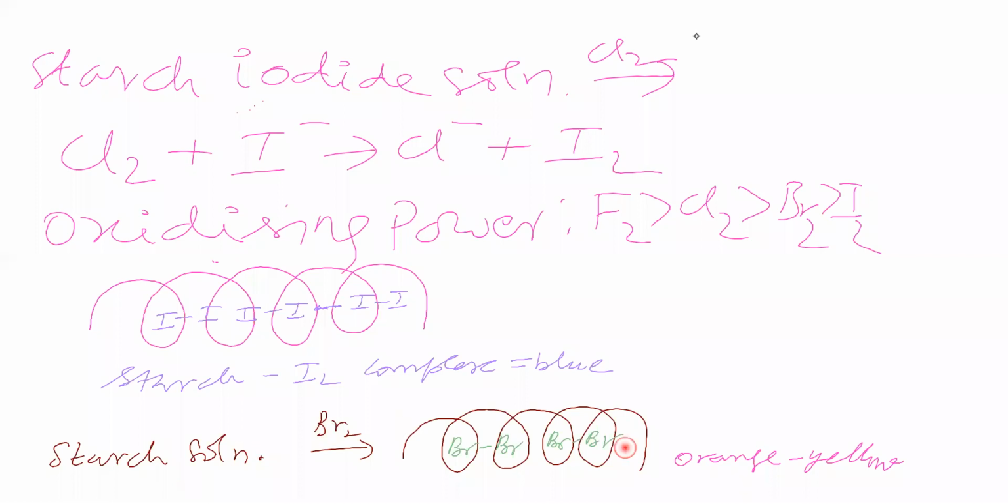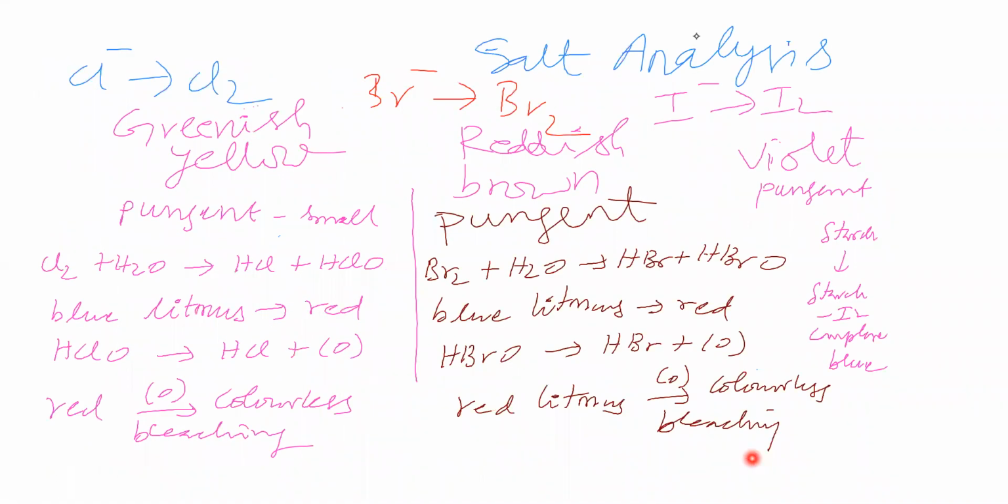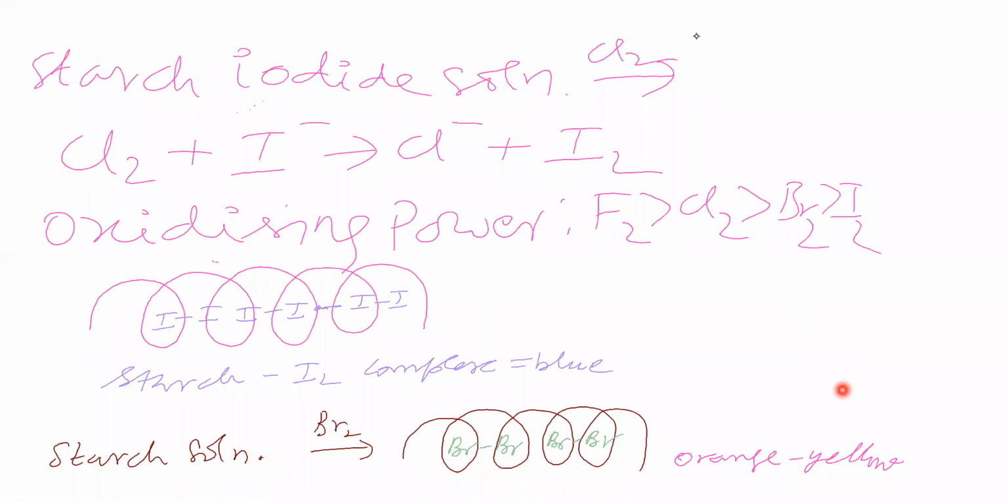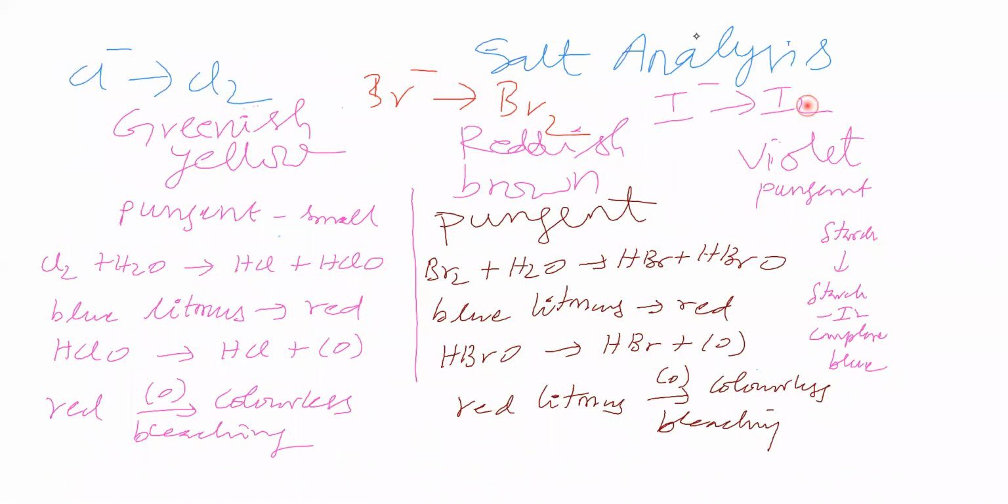Starch solution with bromine gives orange yellow. Starch solution with iodine gives a blue color. Now see, regarding starch solution, starch iodide with Cl2 gives blue color, the starch iodine complex. Starch solution with bromine gives orange yellow. Starch solution with iodine gives blue color. So halides show such a dry heating test.